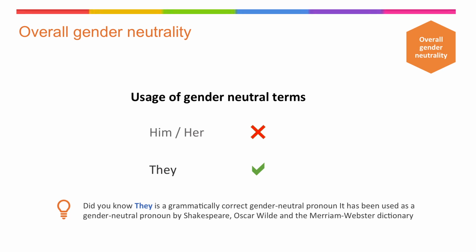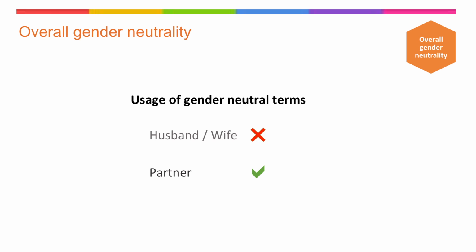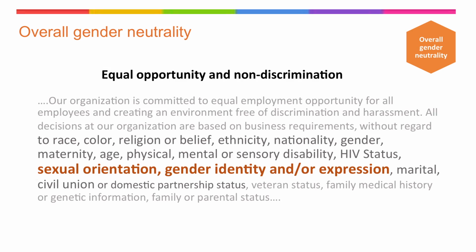It's important that all the policies that we have are gender neutral, which means that instead of using terms like he or she, one uses they, which also means that instead of using terms like spouse, for example, one uses partner. It's important that the non-discrimination policy and the equal opportunity policy clearly states that any discrimination on account of gender identity or sexual orientation will not be tolerated by the organization.